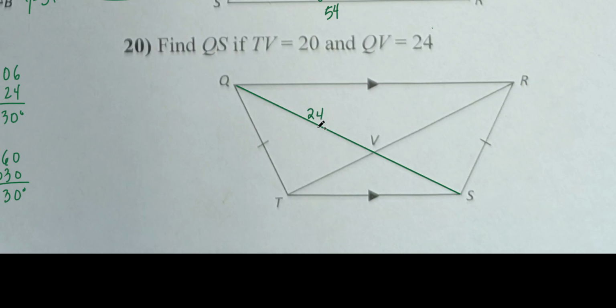What's that? Well, it's not necessarily 2/3. It's not always going to be 2/3. But TV, watch this. TV is 20. Okay? Now we did have a thing where this side and this side are equal to each other. This TV and this SV, they're the same. So if this is 20, what's this little bit? That's 20. So now QS, that whole thing, is 24 plus 20, which is 44.